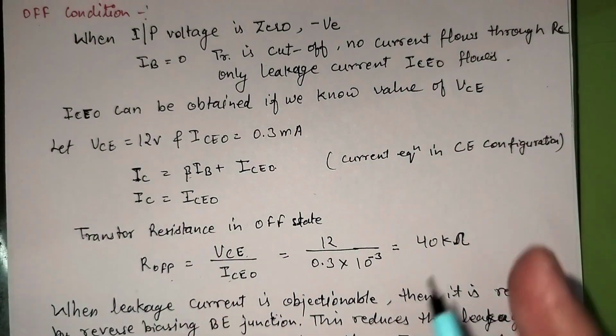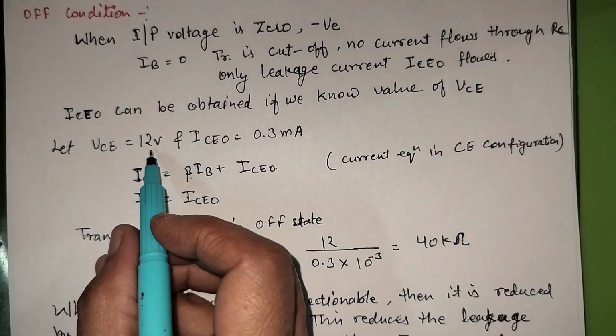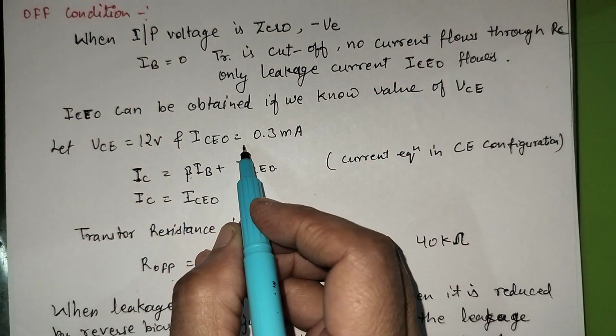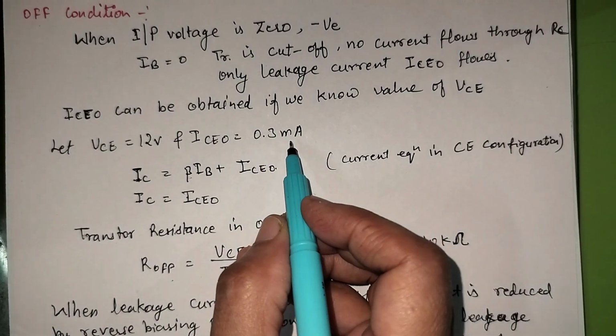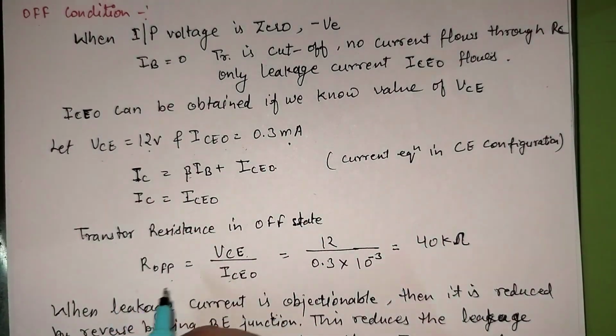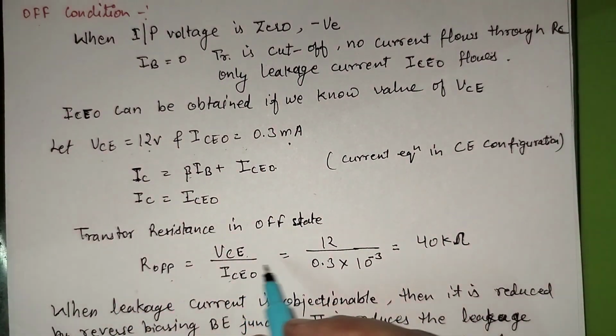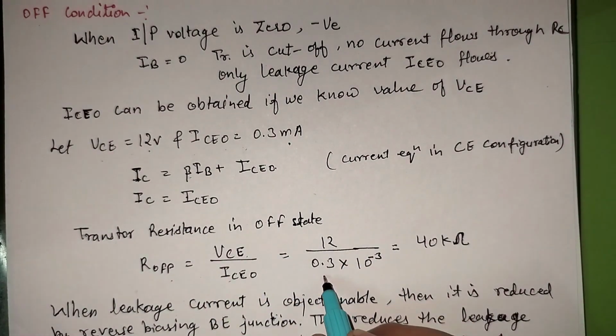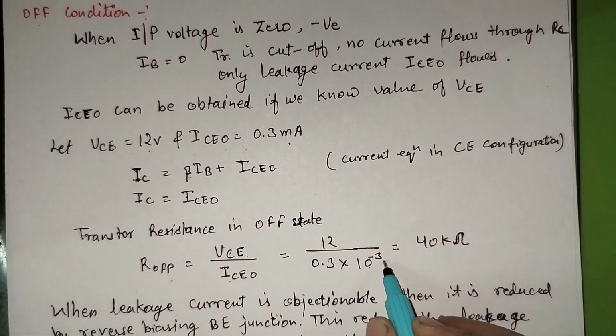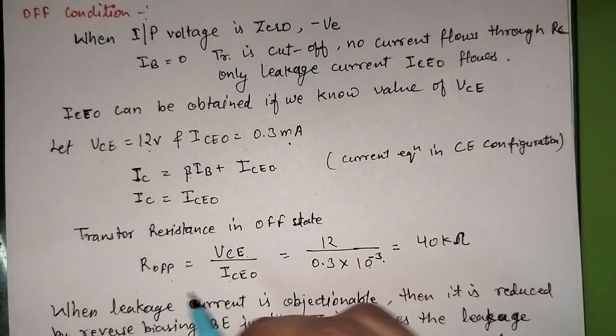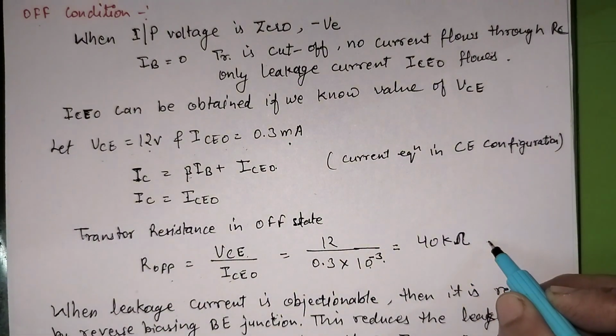Now let us consider Vc is equal to 12 volt and ICEO equals 0.3 milliampere. So the resistance offered by the transistor is 12 upon 0.3 multiply 10 raised to power minus 3. So the resistance will be equal to 40 kilo ohm.